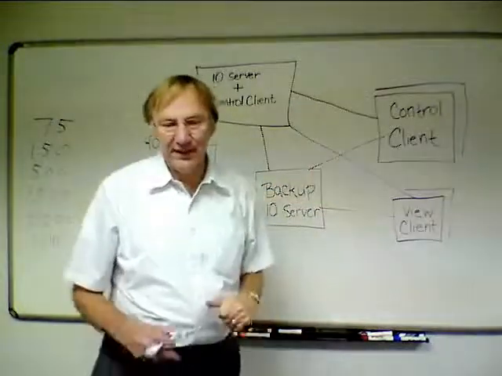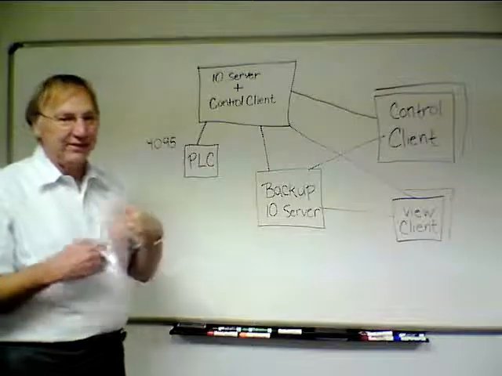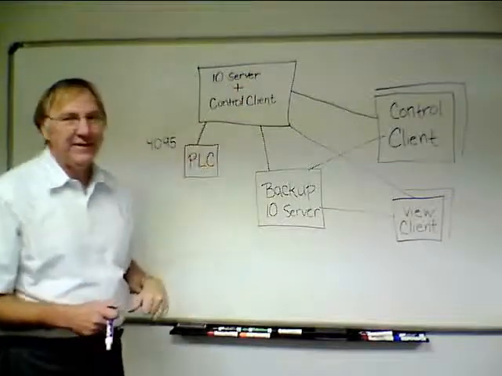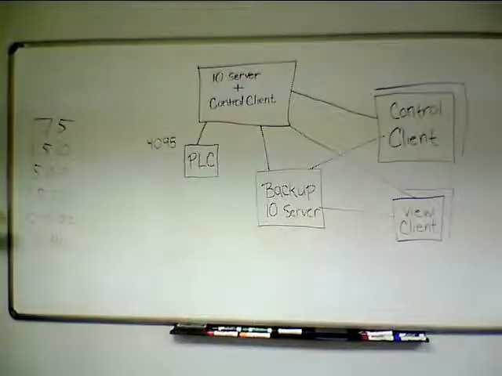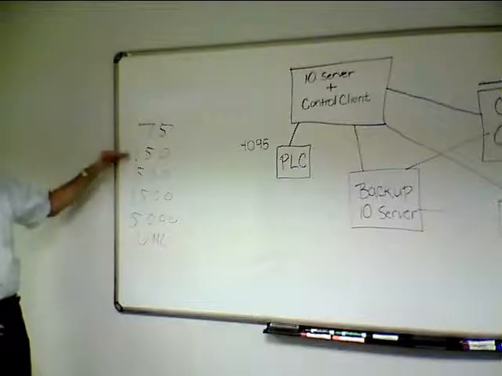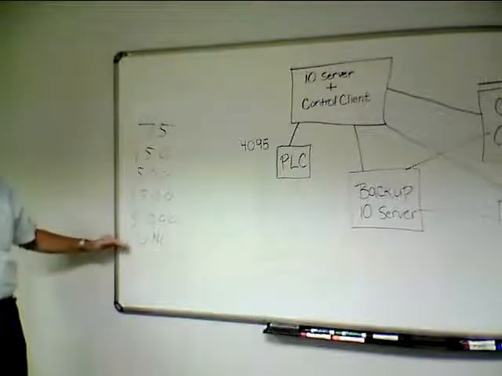Now, when we sell citect, we sell it in point counts. A point is a piece of information leaving from the I/O server to the PLC. And if we come over here, this is our typical license count: 75, 150, 500, 1,500, 5,000, and unlimited.